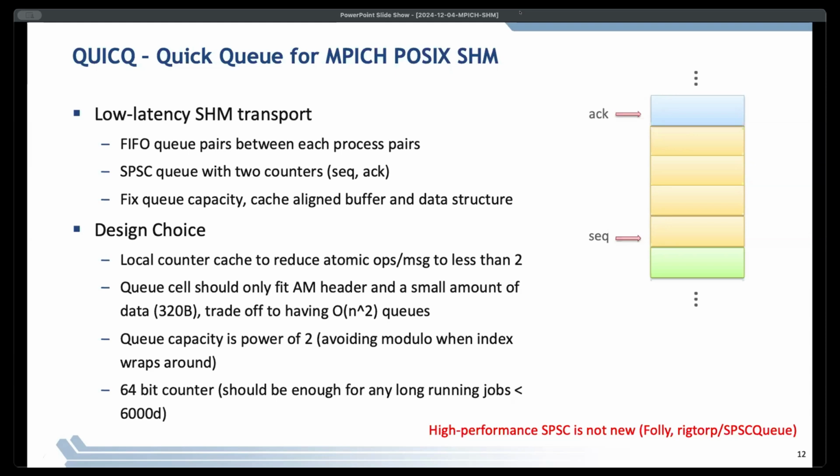Our implementation basically uses two counters to track where the queue head and tail are. They're called SEQ and ACK, with the same meaning as sequence and acknowledgement in the TCP/IP protocol, if you would. The queue has fixed capacity, and everything is cache aligned to avoid false sharing and other cache related issues.